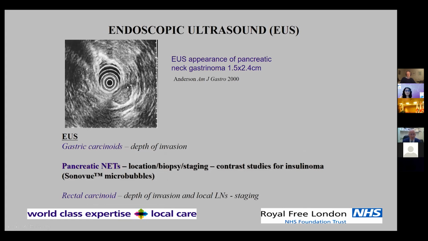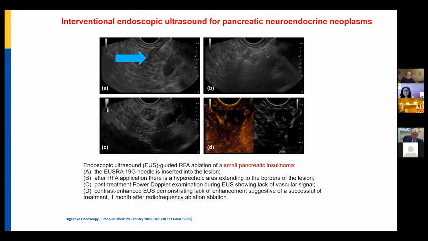This is a typical picture of a pancreatic neuroendocrine tumor in the neck of the pancreas. This is helpful for the surgeon in staging the tumors. For insulinomas, which can be very difficult to diagnose, you can squirt in bubbles which light up the neuroendocrine tumors. An advance in endoscopic ultrasound, here you can see a fine needle going into a pancreatic neuroendocrine tumor. This is an insulinoma in a patient not fit for surgery.